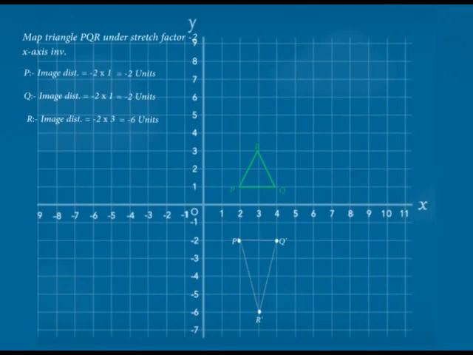So P prime, Q prime, R prime is the image of triangle PQR under a stretch factor -2 with the x-axis invariant. Now, just like in shears, when the object is below or behind the invariant line, the object distance is negative.